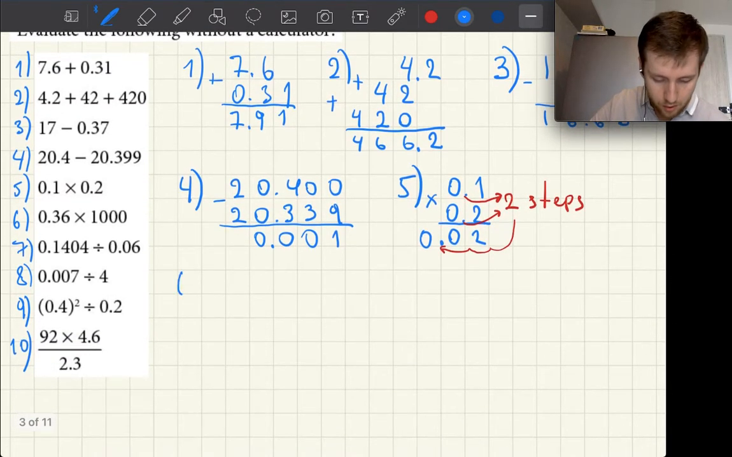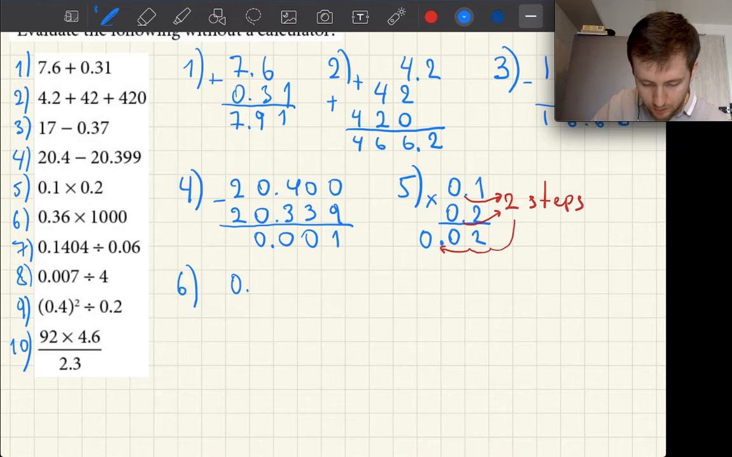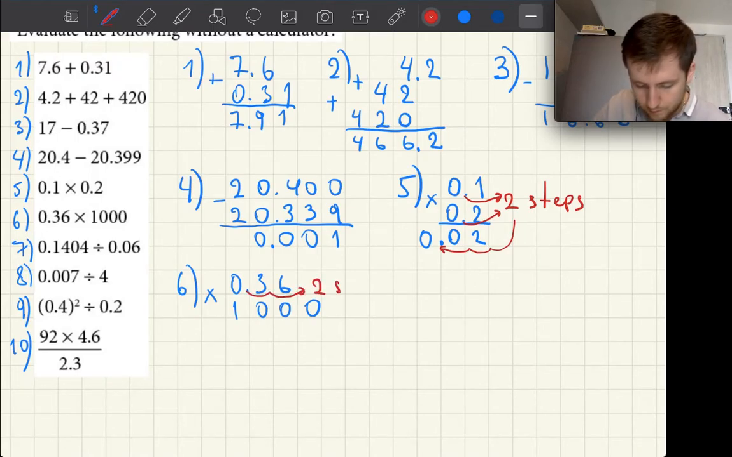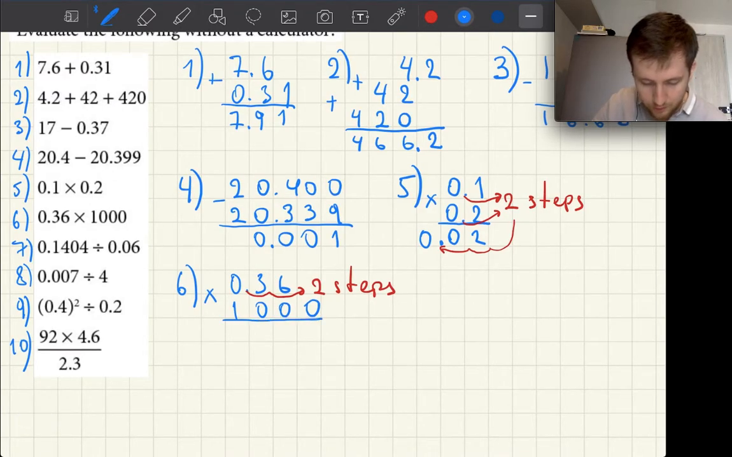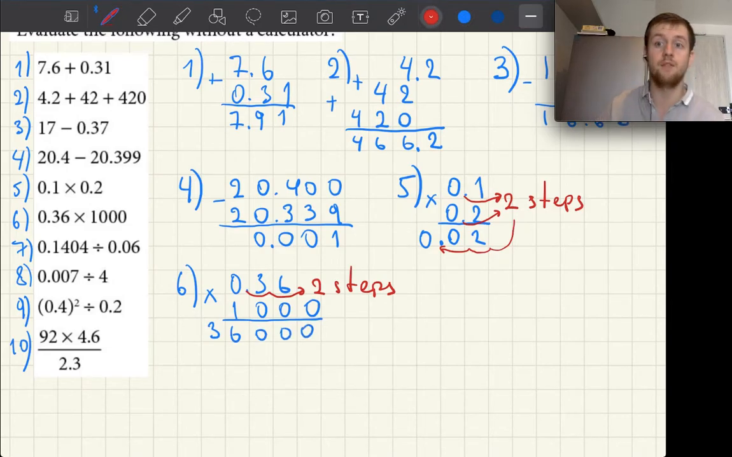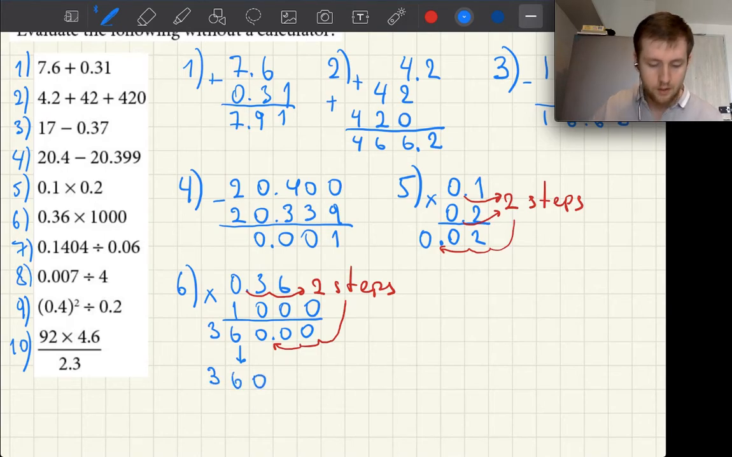Okay, next we have 0.36 times 1000, also pretty similar to the last example. Again, take the point out, 1, 2, that's 2 steps. Now we just do 36 times 1000. The answer is 36,000, but not so fast. We have to return the point, of course, so it becomes 1, 2. It becomes 360. That's our answer.